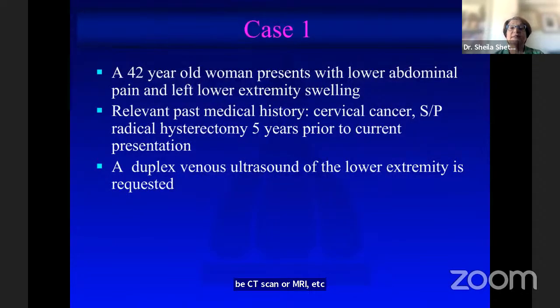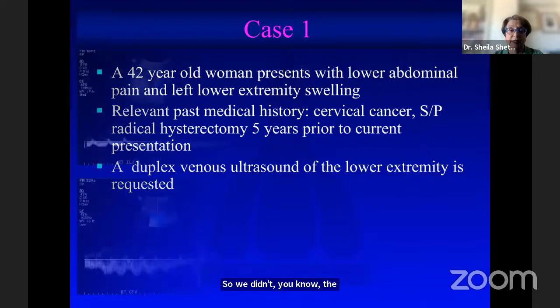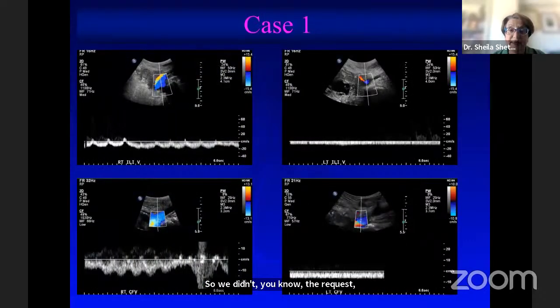Okay, so this is a different case, a companion case, because I really want to stress this point. This was a 42-year-old woman who presented with abdominal pain and left lower extremity swelling. About 5 years prior to her presentation to the emergency department, she had had a radical hysterectomy for cervical cancer. So they requested a duplex venous ultrasound of the lower extremity. And in this particular case, all the vessels were patent.